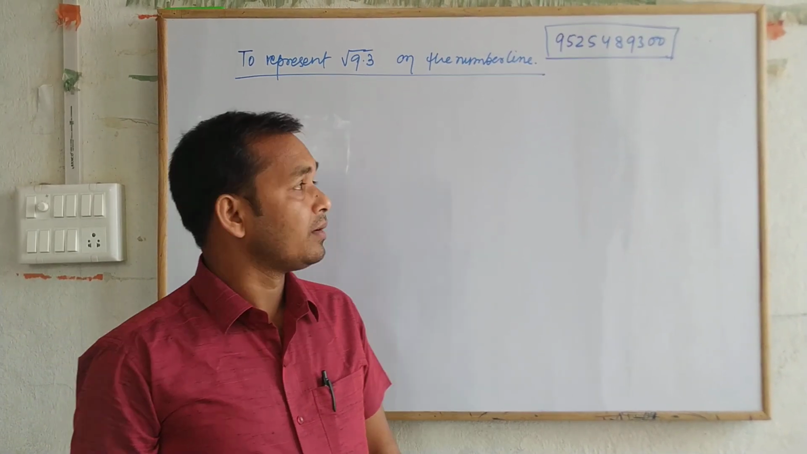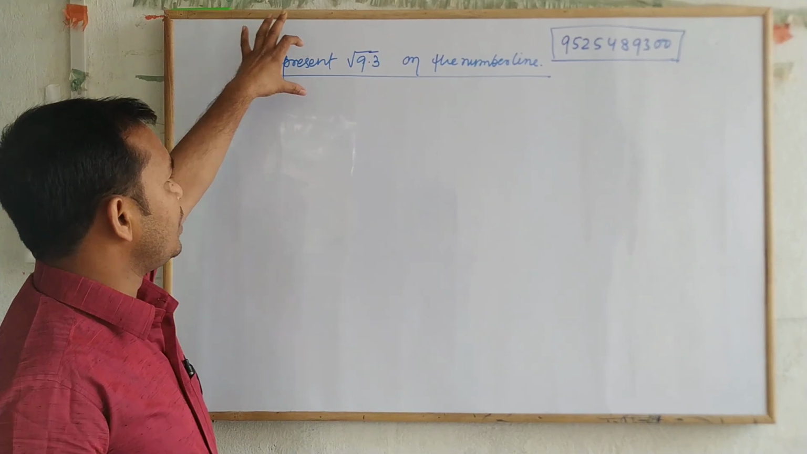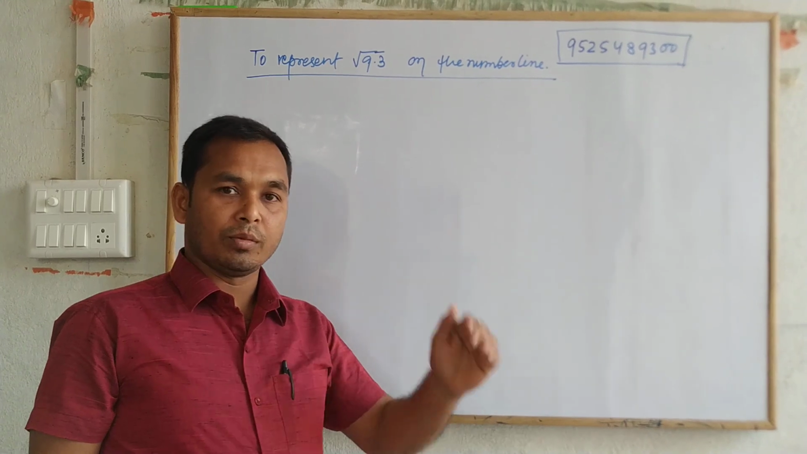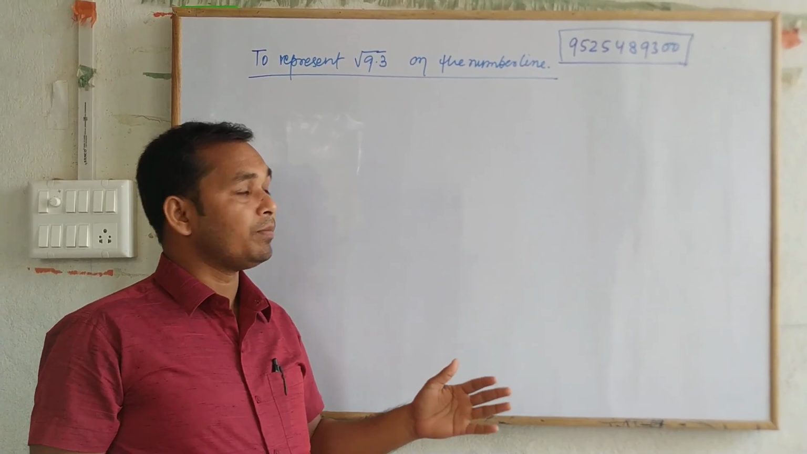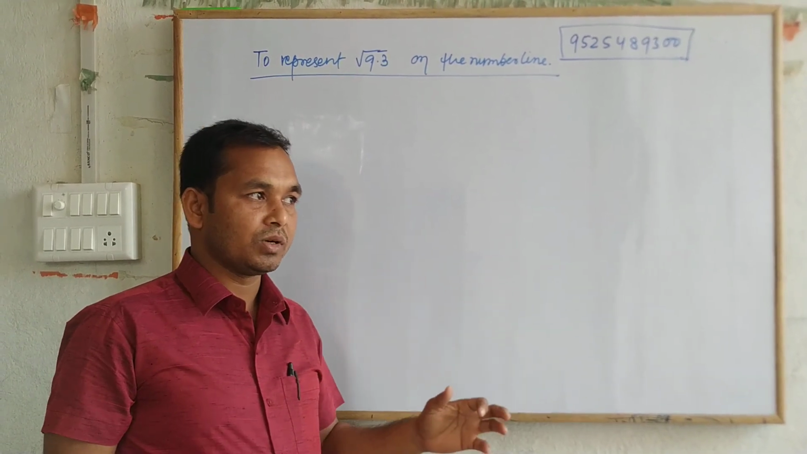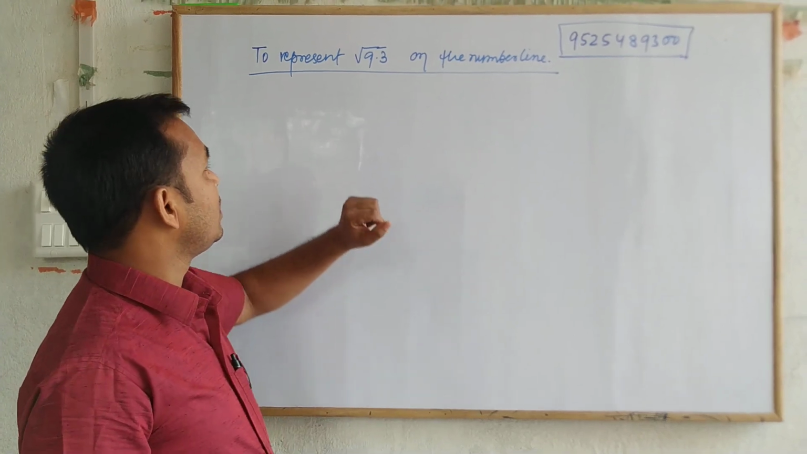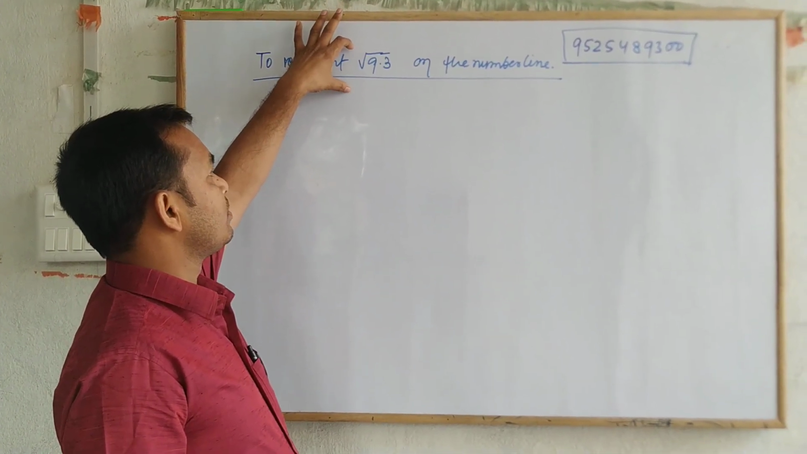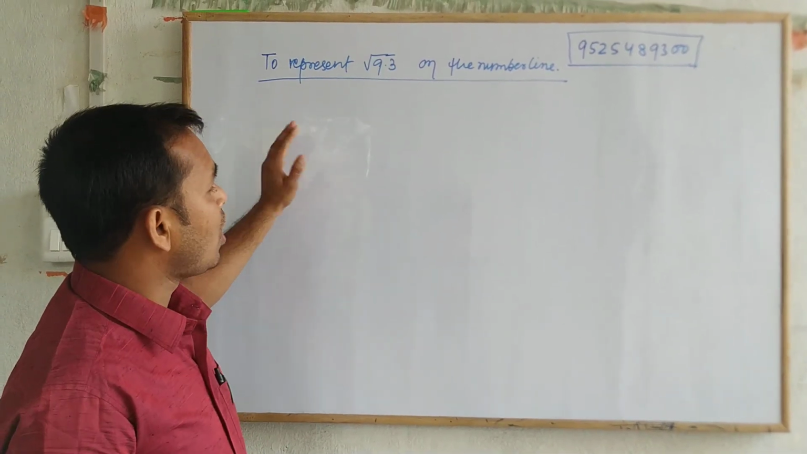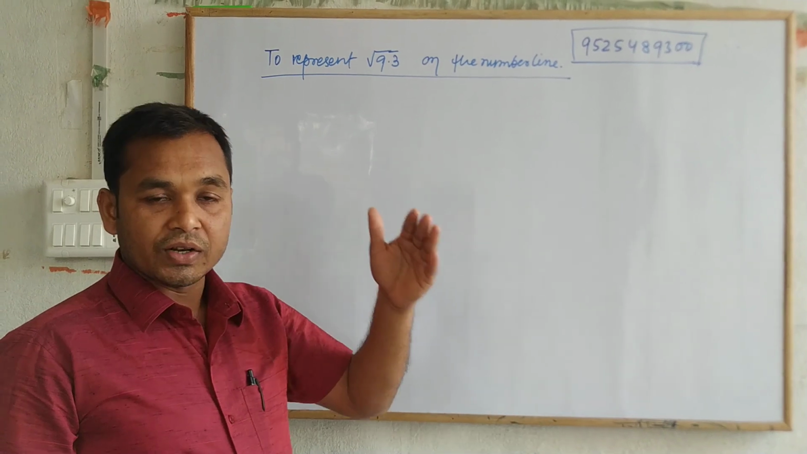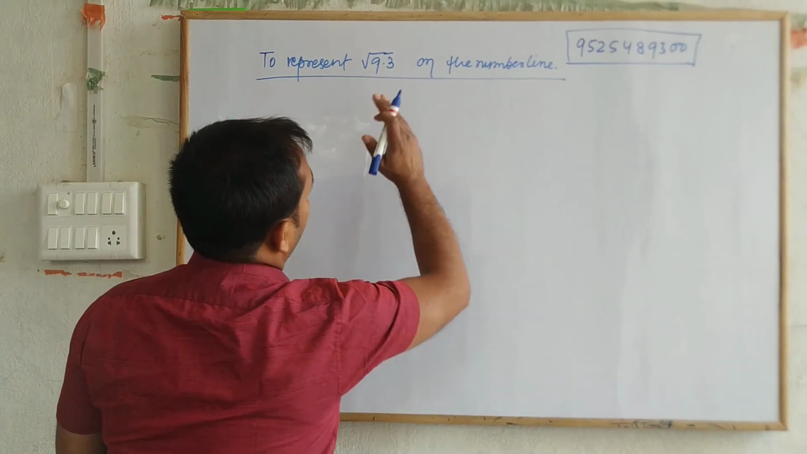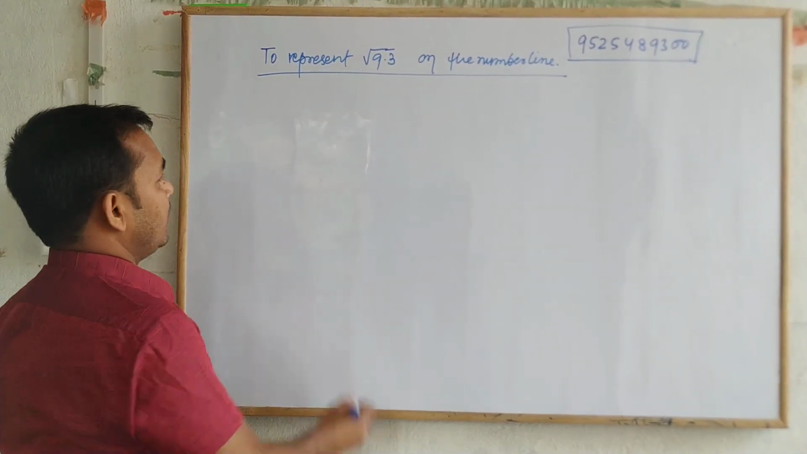And once again I will tell you how to represent irrational numbers on the number line. I have already told you in the previous videos how to draw irrational numbers on the number line, but here one thing is noticeable: this irrational number is in decimal form. So how can we draw a decimal irrational number on the number line? Look here: represent root under 9.3 on the number line.